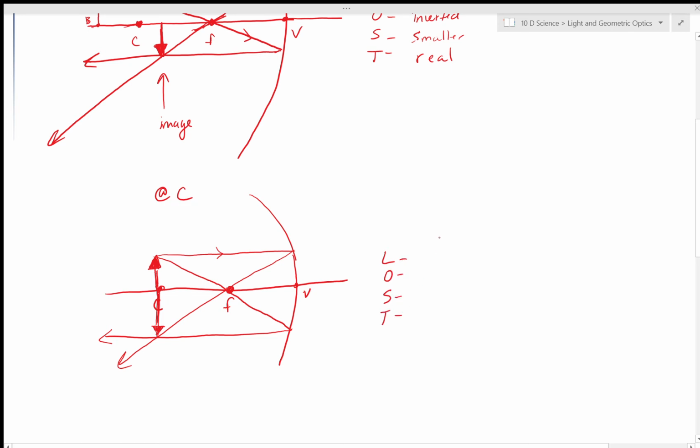So its location, as you guys can see, the image is at the center of curvature, so it's the same distance as the object. The image is inverted. As you guys can see, the arrow from the object is facing up, and the arrow from the image is facing down. The size is the same, and you can measure that with your ruler. And the type of image is a real image, as those are actual light rays that are converging.